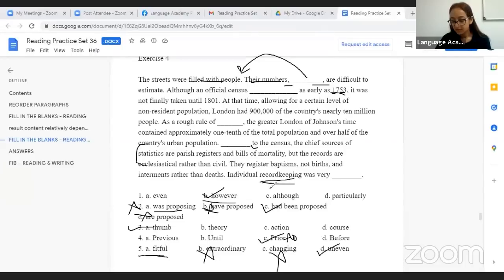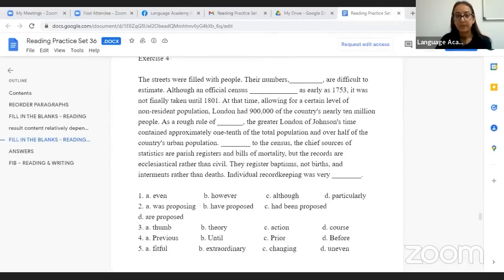Any doubts, anybody? Even does not come in between two commas. That's the first thing I said, Sumit. Even is not a connector. Until also does not come with to. You were repeating the same things. What were you doing when I was explaining? I said until does not come with to. Rule of theory, rule of course are no rules. Rule of thumb is a collocation. Second sentence is passive.